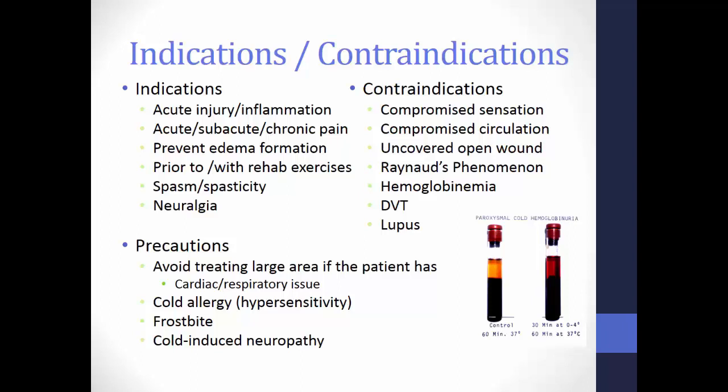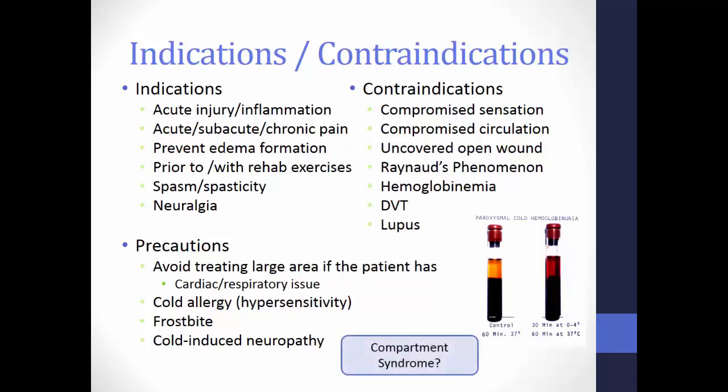A contraindication is a sign or symptom or a diagnosis which indicates that certain interventions may not be used. There is a negative association between the condition and the treatment techniques. The contraindications for the use of cryotherapy include compromised sensation, compromised circulation, uncovered open wounds, especially if we're reusing the cold pack, Raynaud's phenomenon, hemoglobinuria, deep vein thrombophlebitis or a DVT, and lupus.